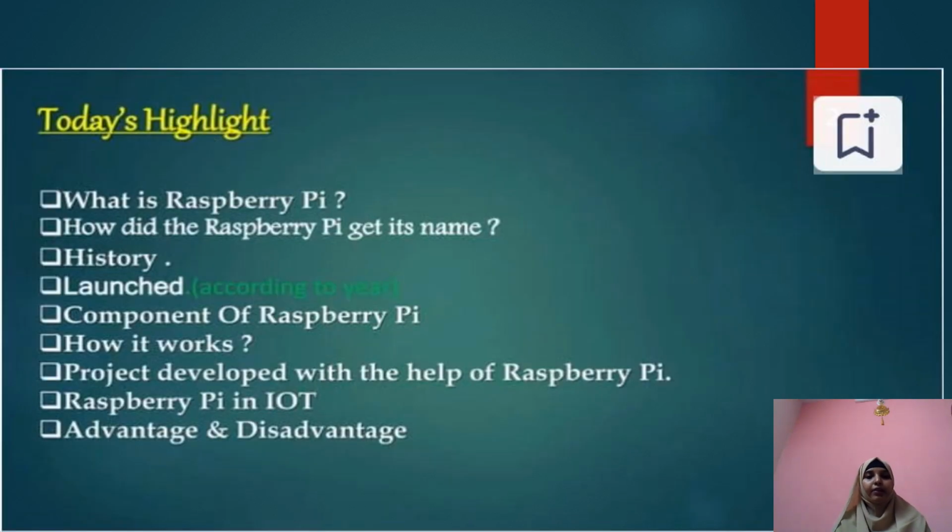Now let's look into the highlights of Raspberry Pi. What is Raspberry Pi? How did the Raspberry Pi get its name? Its history? When was it launched? Components of the Raspberry Pi? How does it work? Projects developed with the help of the Raspberry Pi. Raspberry Pi in Internet of Things. Advantages and its disadvantages.